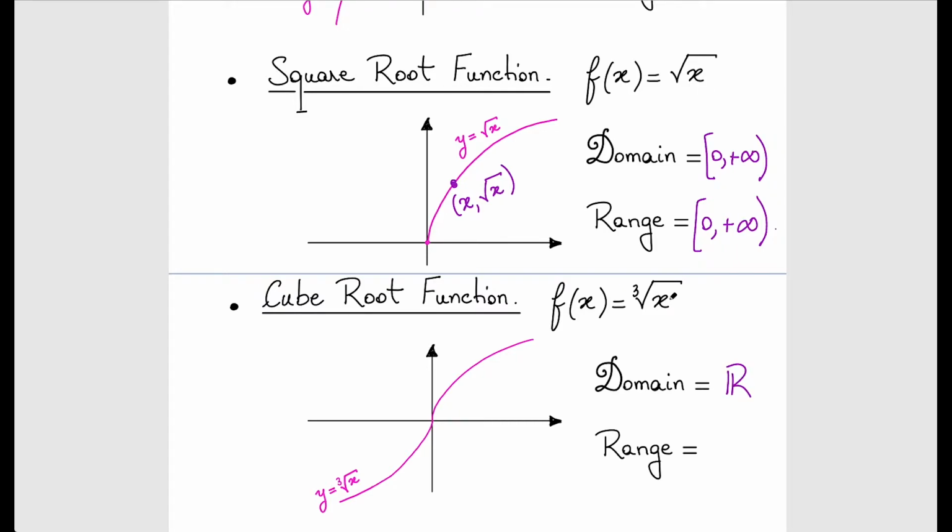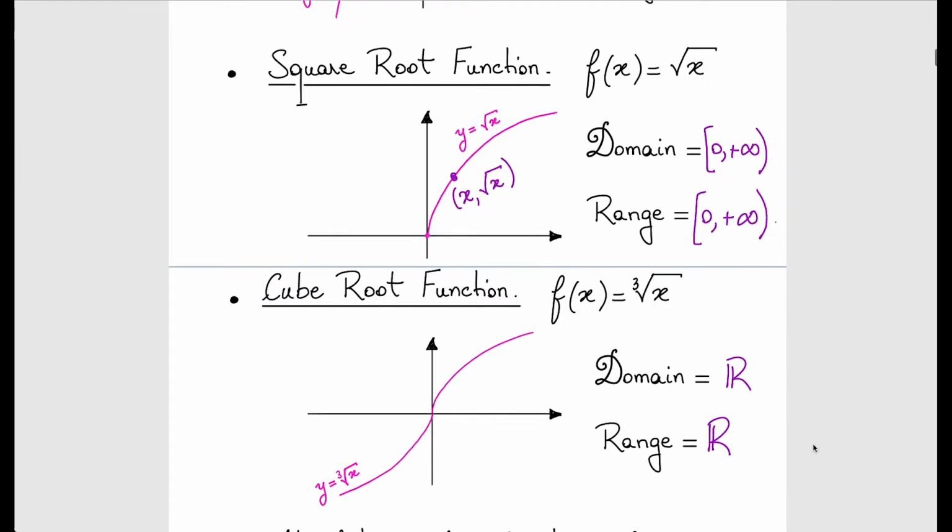And the range, according to the graph, is also all real numbers. This end is going down this way, this end is going up this way, and everything in between is taken. So this function visits all the levels, all the real number y levels, and as such the range is everything.